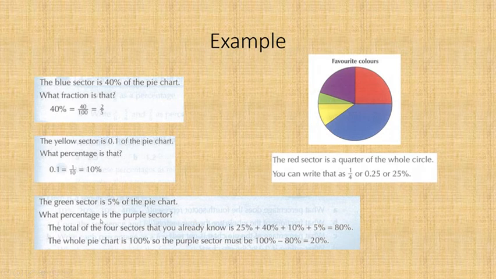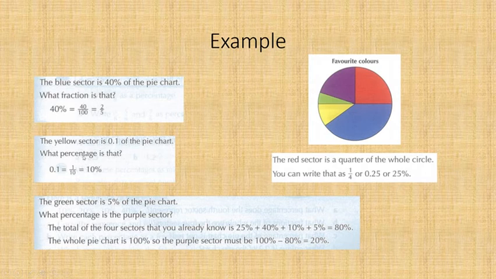Okay, what percentage is the purple sector? I need to know this one. So, guys, the total of this pie chart is 100%. So I have the red is 25%, and I have the blue is 40%. So right now I have 65%.